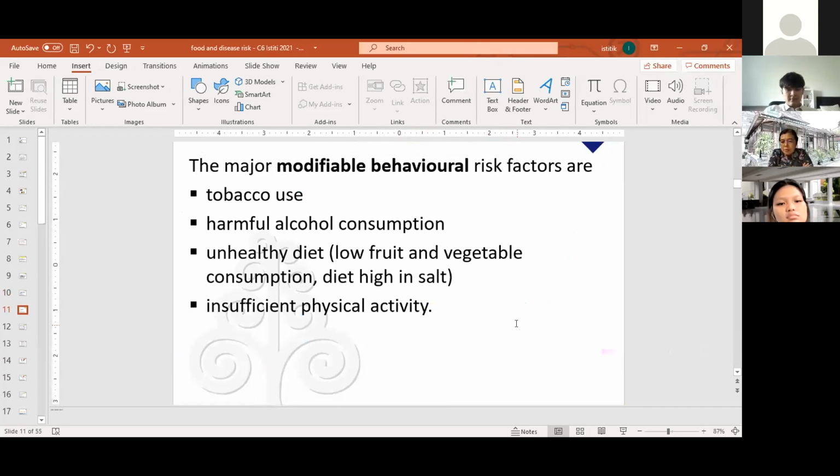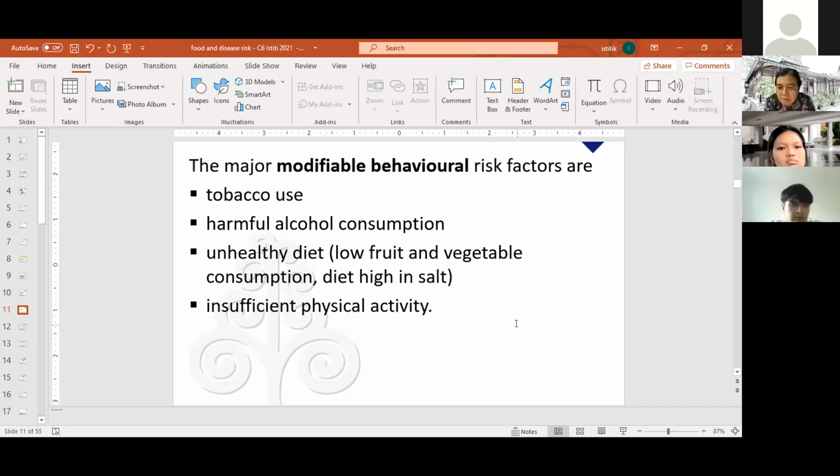Health behavior can be modified. Here, as examples: tobacco use, harmful alcohol consumption, unhealthy diet. Researchers find low fruit and vegetable consumption and diet high in salt. That's why we should increase fruit and vegetable consumption. And the other one is insufficient physical activity. This is, again, controllable and we can modify the behavior.